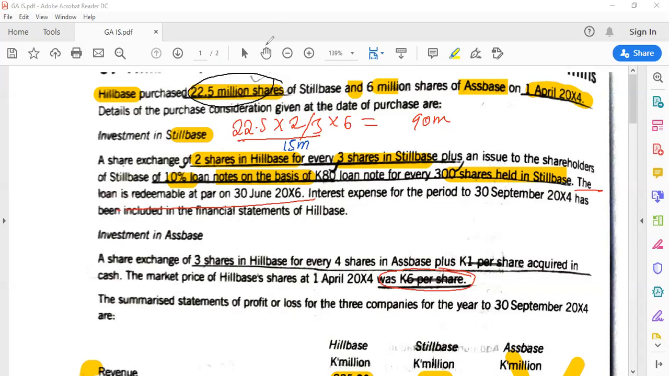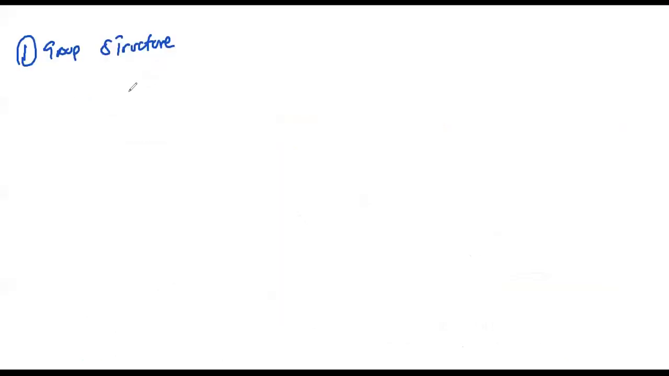So here, of course, we have our group structure, which means we've got Stillbase, and then we've got Asbase. The parent is Hillbase. So we've got the parent, who is the Hillbase guy, the subsidiary, who is the Stillbase guy, and the associate, who is the Asbase guy. What we want to establish here is the percentage that this guy acquired. Is it 20%? Is it 90%? Is it 100%?